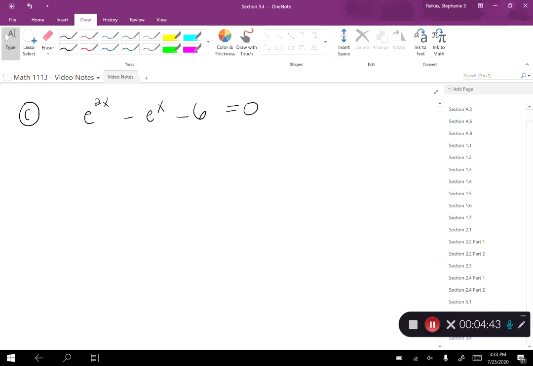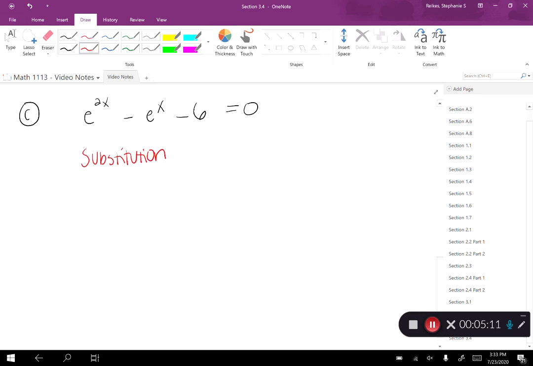Let's take a look at another potential example. I have e raised to the 2x minus e to the x minus 6 equals 0. This kind of looks like a quadratic with base e to the x. So to help me solve this, I'm actually going to do what I call a little substitution.